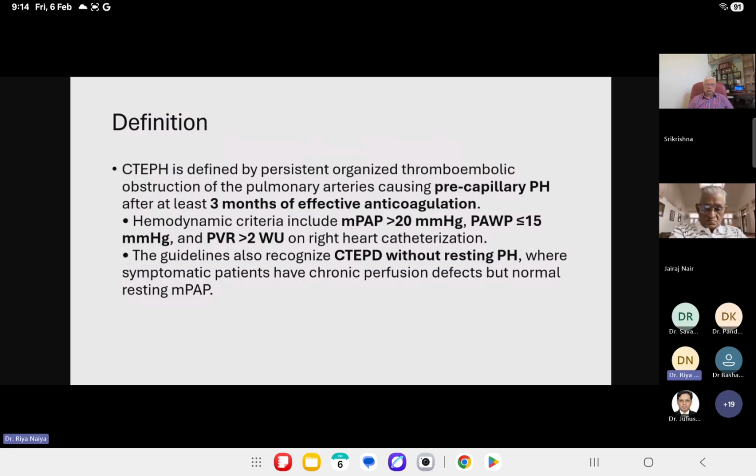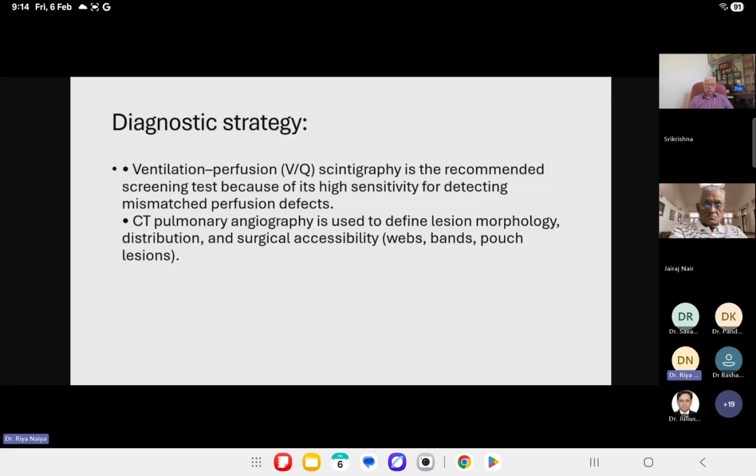In these patients, ventilation perfusion scintigraphy is recommended as a screening test because of its high sensitivity for detecting mismatched perfusion defects. CTPA is used to define the lesion morphology, distribution, and surgical accessibility, whether with webs, bands, pouches, lesions, etc.